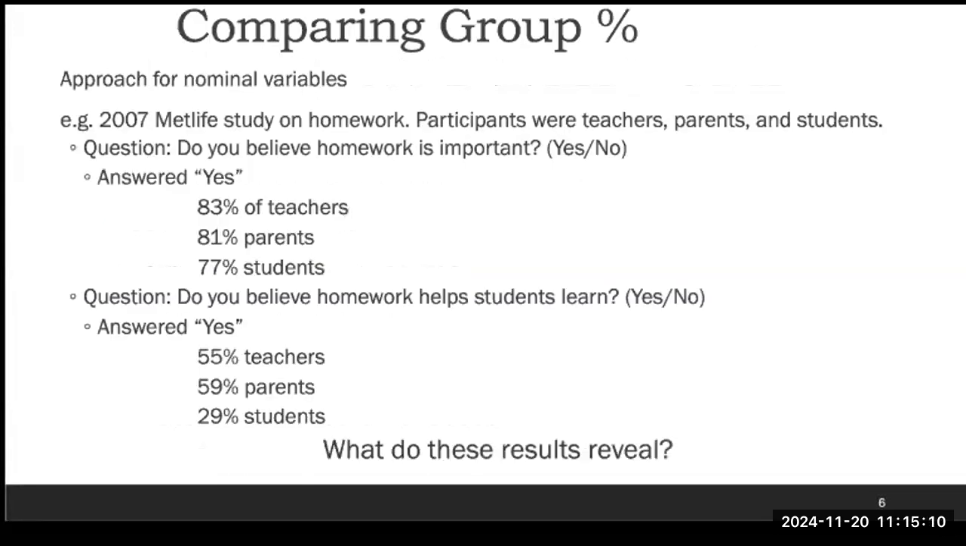So when we compare group percentages, this is appropriate for nominal scale variables because all you can really do is look at frequency and that kind of idea. And it can still be really informative. So an example I like to talk about is there was a MetLife study on homework. So the participants were teachers, parents, and students, and it was a simple yes or no question, which is a nominal scale variable. The question was, do you believe homework is important? Yes or no?